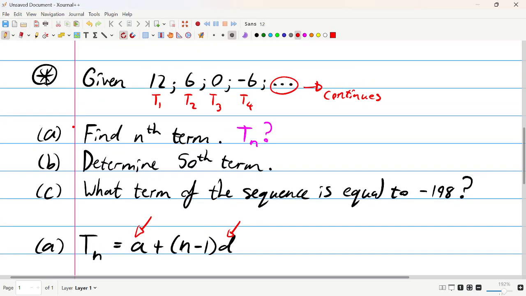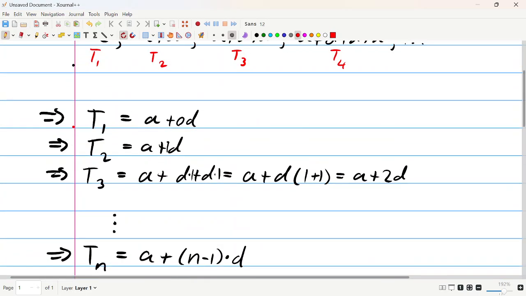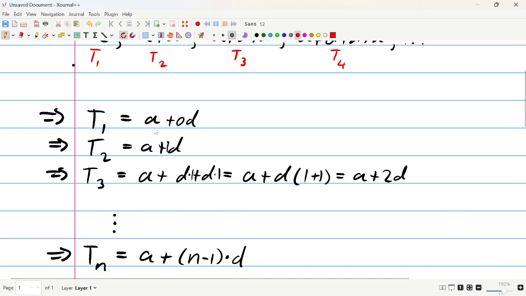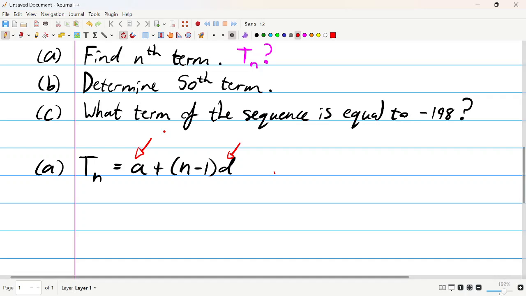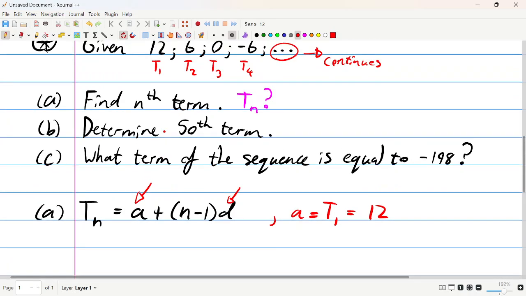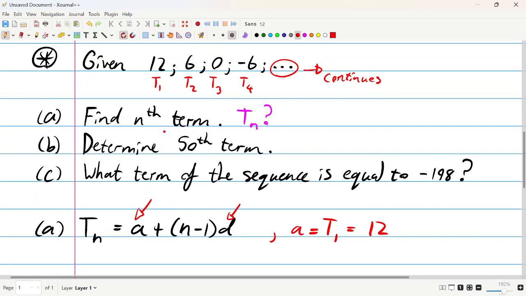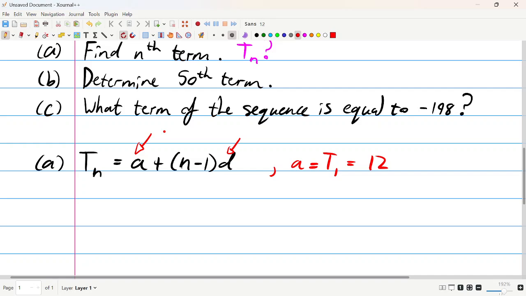And what did we say A was equal to? We said A was equal to the first term. So therefore, A is equal to term 1, which is equal to 12, right? According to what we have here. But my question is, how do we find D?